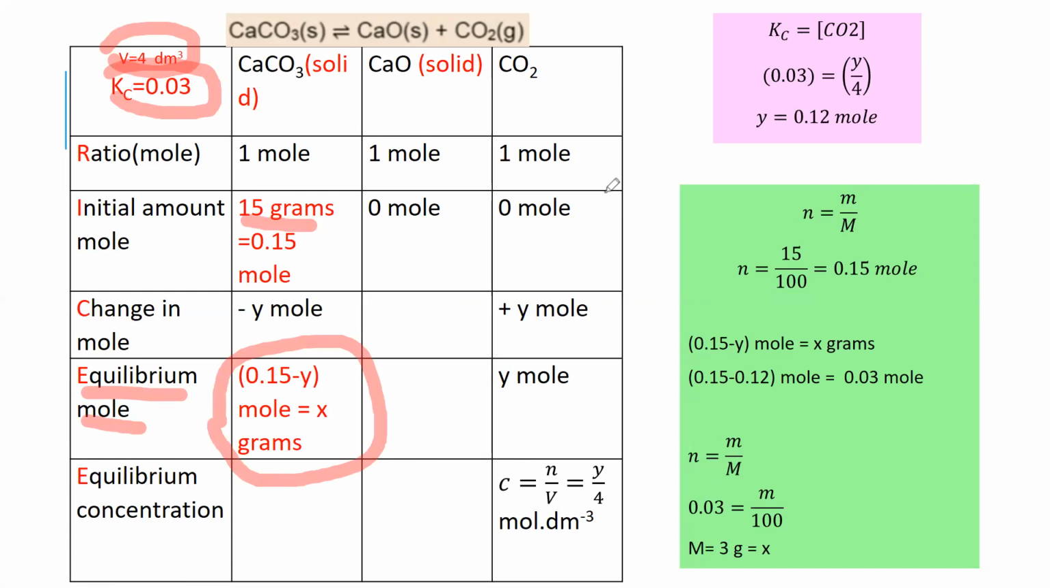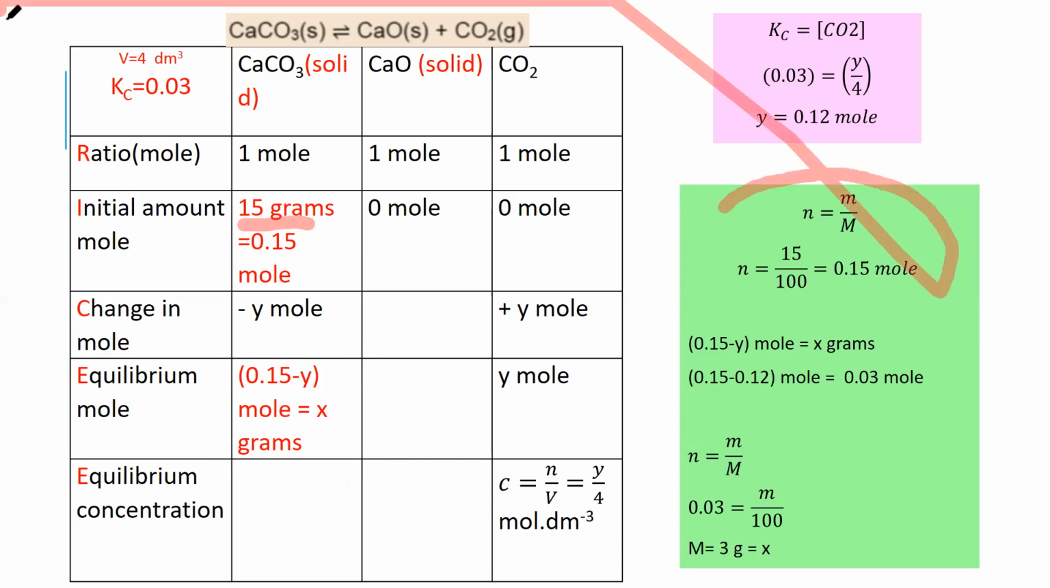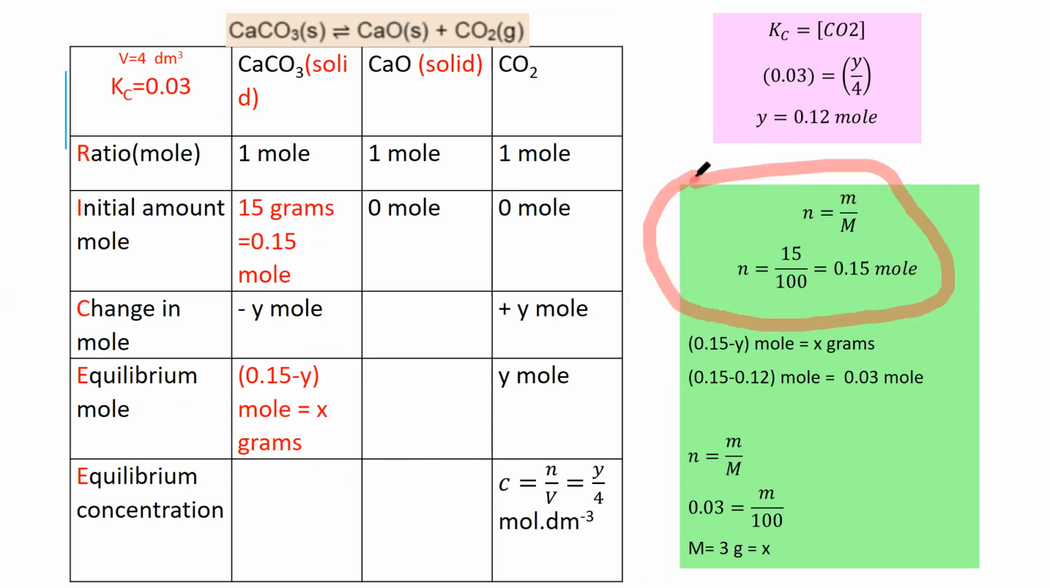That's what we are going to do. First of all, what is given is 15 grams, so this tells me that I need to convert it into number of moles. If you look at the right hand side, in this calculation, n is equal to m over capital M, sample mass over molar mass.